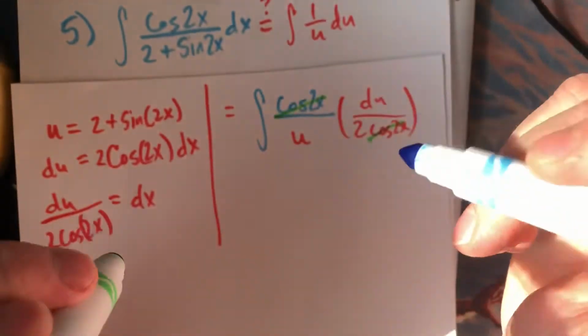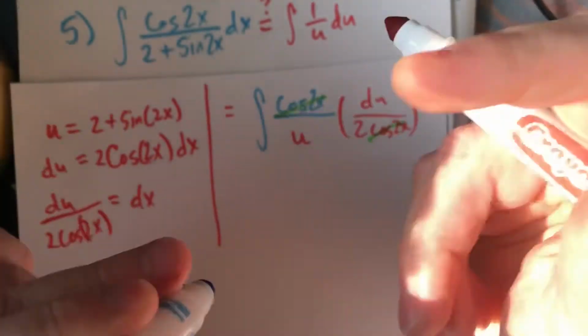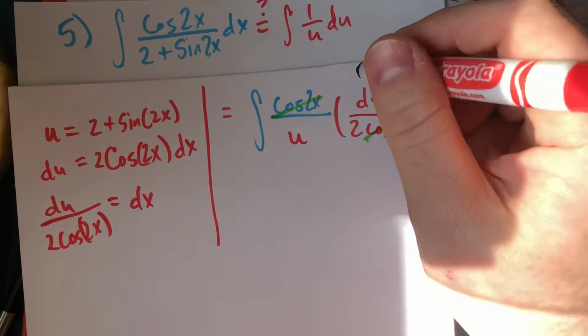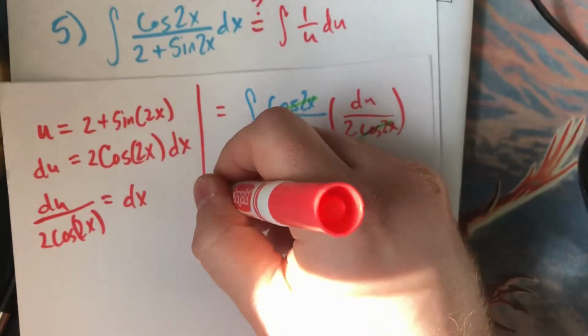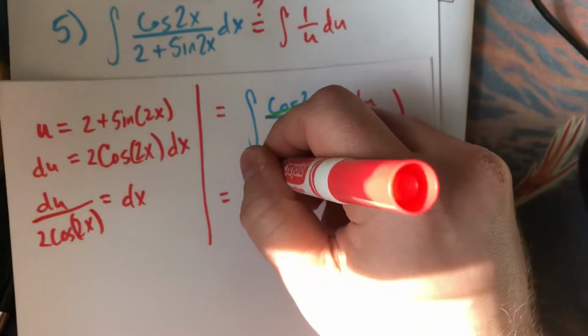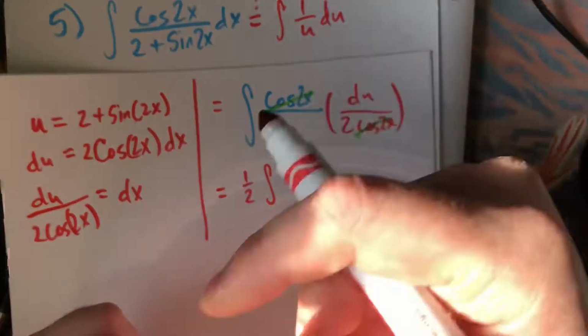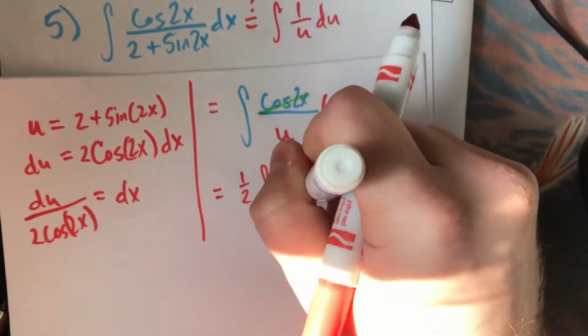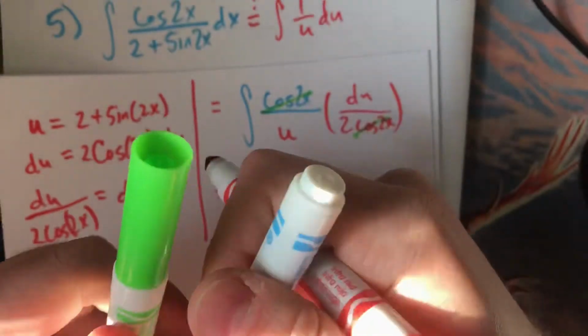Gee, that was pretty nice. So now that we have a 1 and we have a 1/2 sitting in here, I can pull the 1/2 out front, and we have 1 over u du. Well, jeepers.